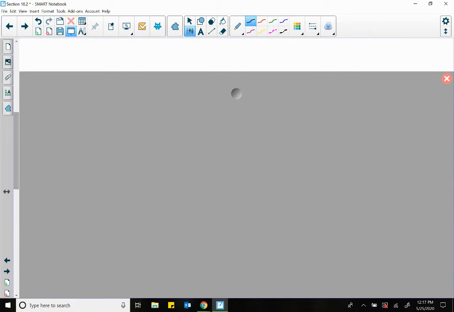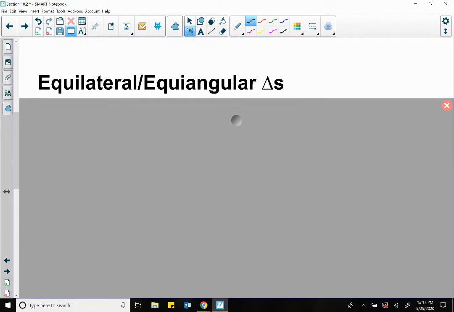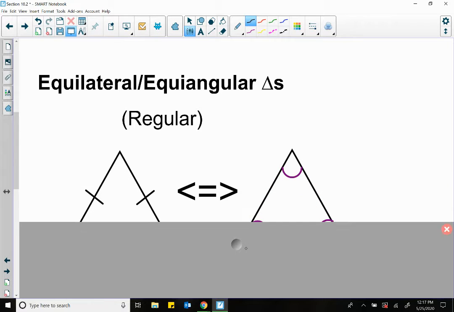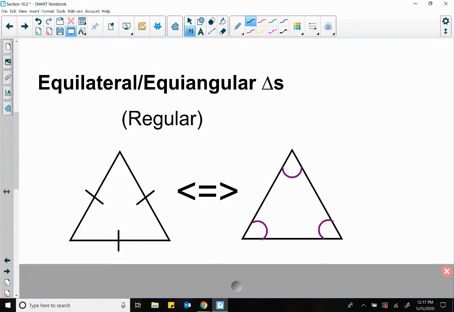All right, scrolling on down. The next one we're going to talk about is equilateral equiangular triangles. I told you we would talk about these. So when a shape is equilateral and equiangular, we call that regular. Okay, you won't see that. They really don't mention that in the book, but I wanted to mention it to you. Because it's a name. Whenever you see the word regular, it means equilateral and equiangular.